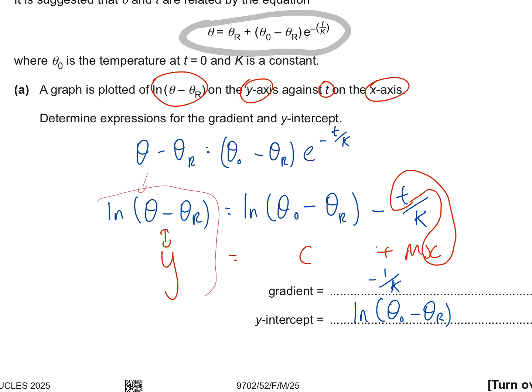Now this goes on your y-axis as stated up here. On the x-axis is t, as I've highlighted over this side. So that leaves 1 over k with a negative as the gradient. So negative 1 over k is the gradient. And the other part in front of it will just be the y-intercept, so natural log of theta 0 minus theta r. It will always be the same for question 1, so make sure you're comfortable with that.